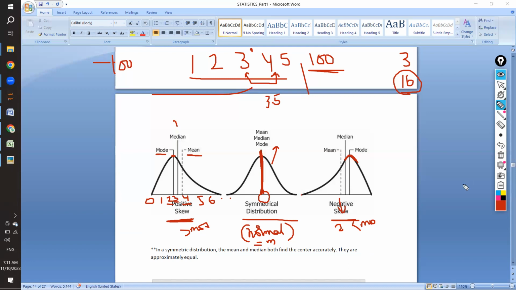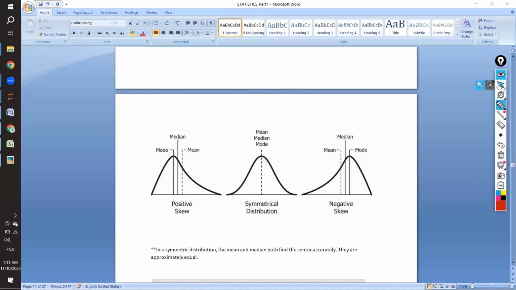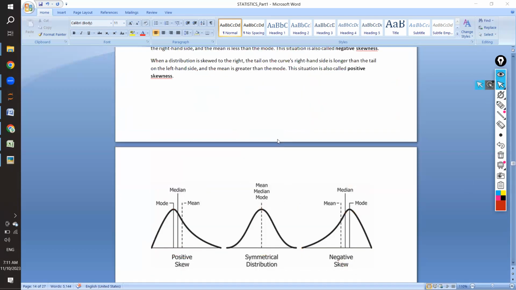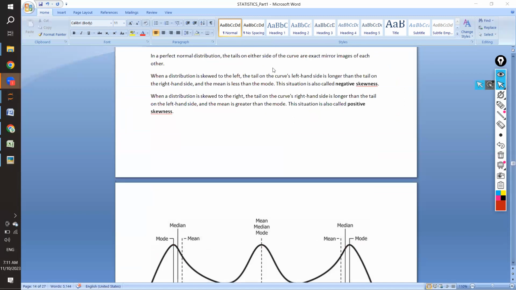Clear. Okay. Now, that's why here it is mentioned that if a distribution is skewed to the left, that means this left side, the mean will be less than the mode.